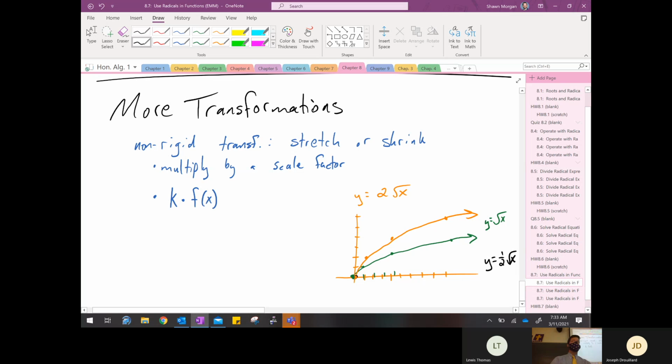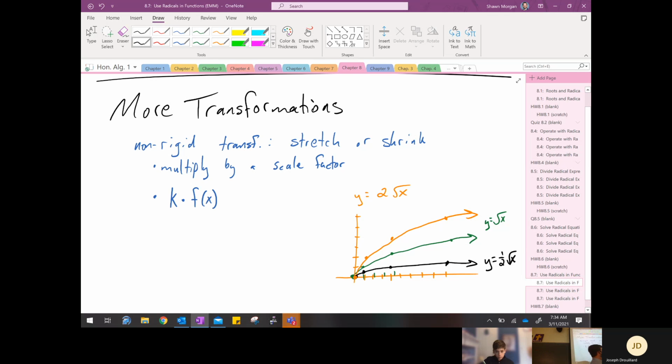But look, what if I plugged in 1? What's the square root of 1 times 1/2? 1/2. What if I plugged in 4? The square root of 4 times 1/2 is only 1. What if I plugged in 9? What's the square root of 9 times 1/2? 1.5. So you see this one has been compressed vertically. It's like somebody put a big heavy book on top of it and squashed it down.